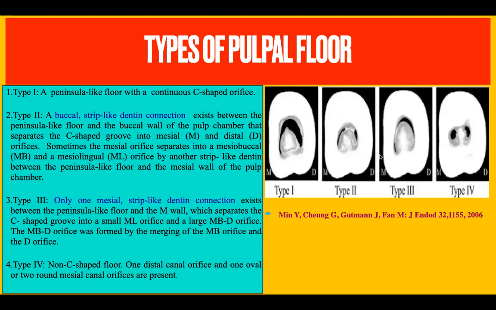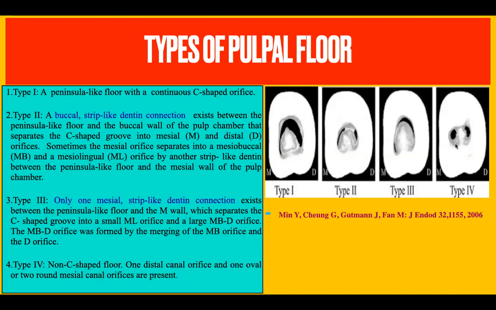In type 3, only one mesial strip-like connection exists between the peninsula-like floor and the mesial wall, which separates the C-shaped group into a small mesiolingual orifice and large mesiobuccal and distal orifice. The mesio-bucco-distal orifice was formed by merging of the mesiobuccal orifice and distal orifice. Type 4, it is a non-C-shaped floor, one distal canal orifice and one oval or 2 round mesial canal orifices are present. So when we look at the classification, type 1 and type 4 are very simple to remember. Type 1 is a continuous C-shape with peninsula-like floor. Type 4 is a non-C-shape type.